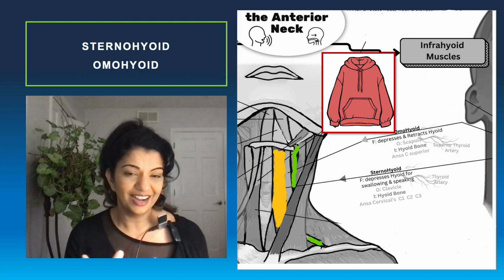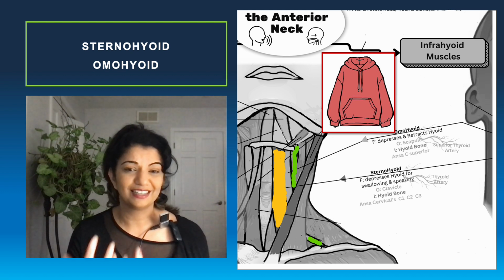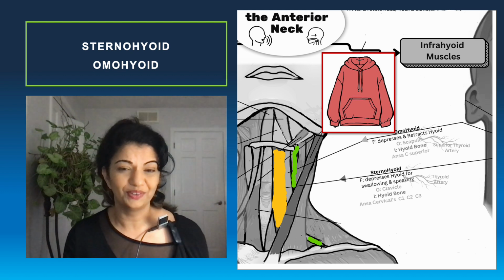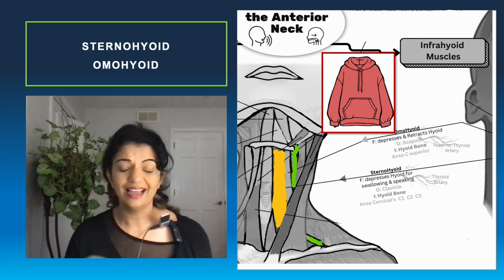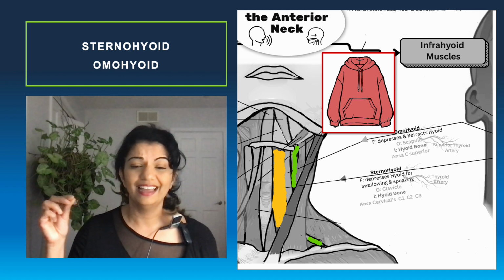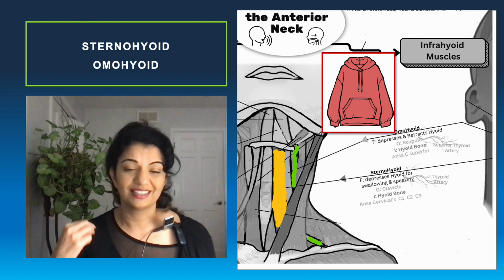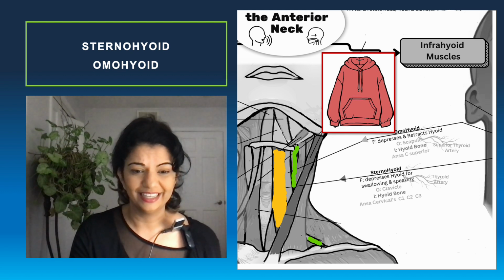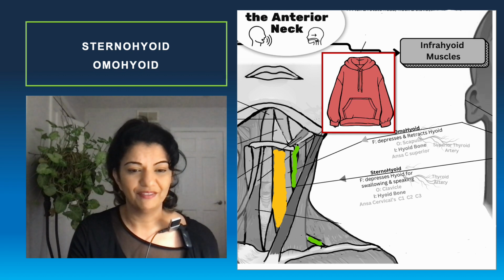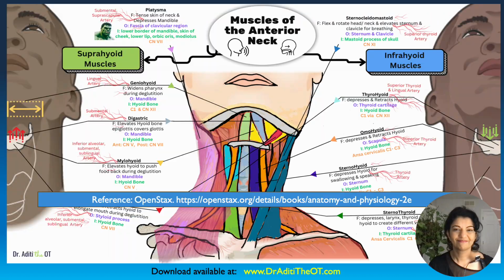So Omohyoid is something I basically call the outlier of all the hyoid muscles, because it is the longest, has this ribbon-like look, and it attaches to the scapula. So it's just different than everybody else. It's an outlier. Okay, there you have it. Those are the infrahyoid muscles.